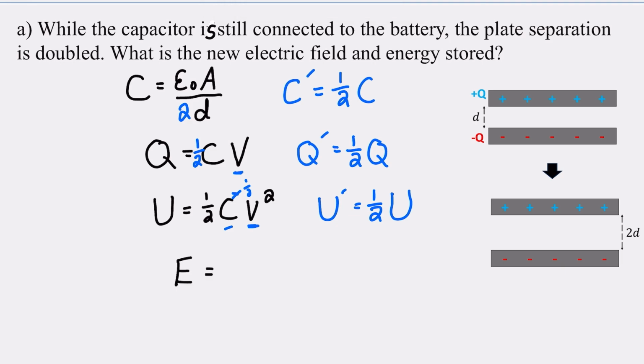And then finally, the electric field is given by the charge on each plate over the area of the plates times epsilon sub 0. And here, the only variable changing is the charge, which is halved. So the new electric field is half the original electric field.